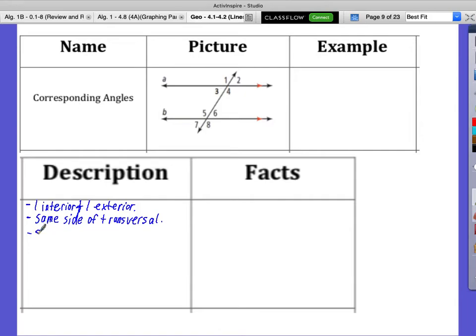Three, they are at the same position. Same position at the intersection. This last one better be short. The last one, okay, is they have the same side. Don't write it down there. And same spot. Okay, that's just kind of a summary of that. So they're on the same side, and they're kind of in the same spot.